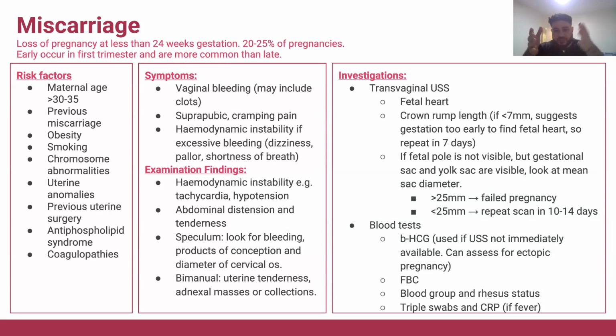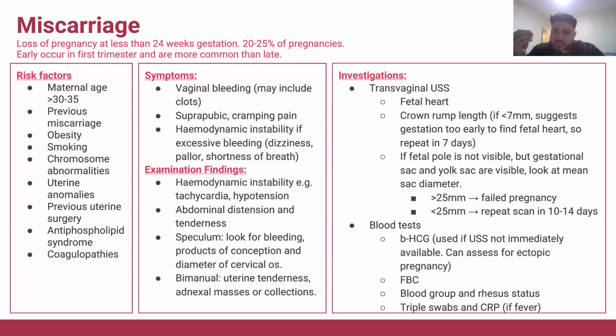But on an actual speculum exam, you can see things like products of conception potentially, bleeding, of course, and the diameter of the cervical os is important to make a note of, because that's how you will classify miscarriages moving forward. On a bimanual exam, you may also find things like uterine tenderness.